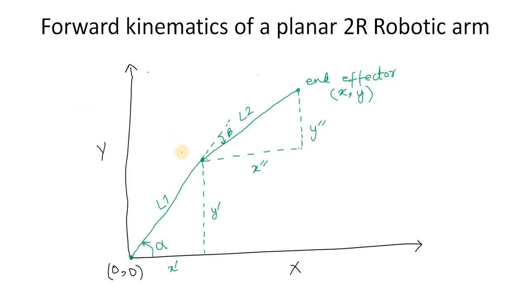To calculate the final position xy, first we need to calculate the intermediate positions. First we calculate the position of this joint, this point here, which has coordinates x dash, y dash. Then once we calculate x dash and y dash, we calculate the position of the end effector with respect to this joint. Okay, and once we have found that, we shall add both of them to calculate the final position.